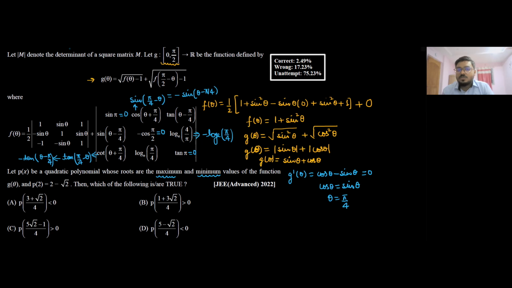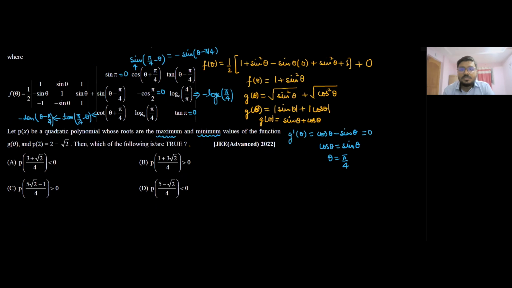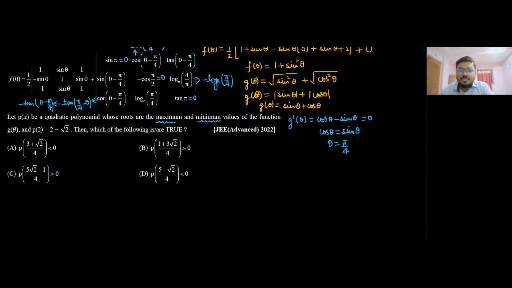So now let's check in the function. I will not double differentiate because directly we can put in the function and see whether it is maximum or minimum. Also, we have to put the boundary values. So let's do that. In the function g, once I put pi by 4, it is 1 by root 2 plus 1 by root 2, which is finally root 2. Next is g of 0, the boundary value. That will give you sine 0, which is 0, and cos 0, which is 1.